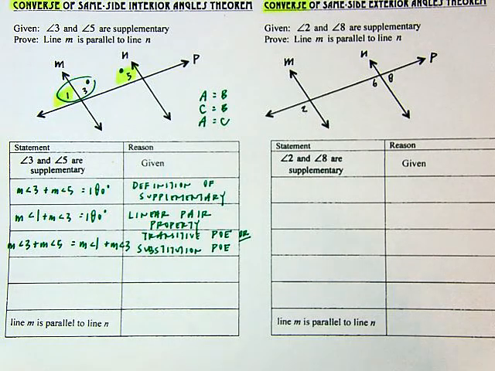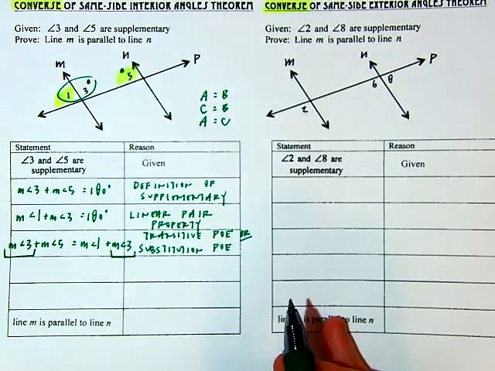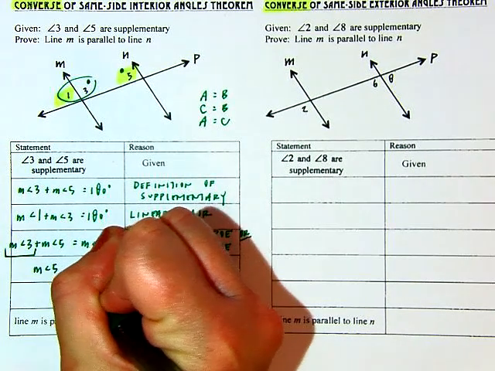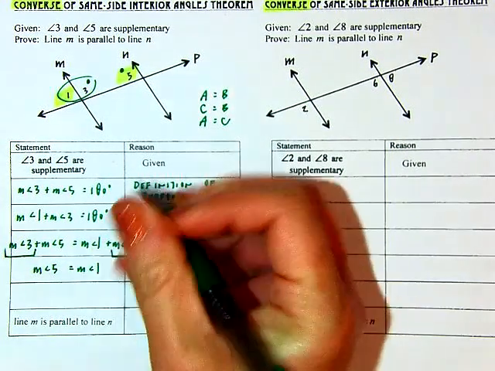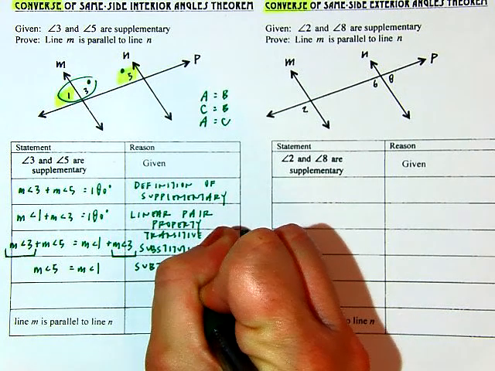So now that I'm here, I can subtract away this measure of 3. So that's going to get me the measure of 5 equal to the measure of 1. Subtraction property of equality.